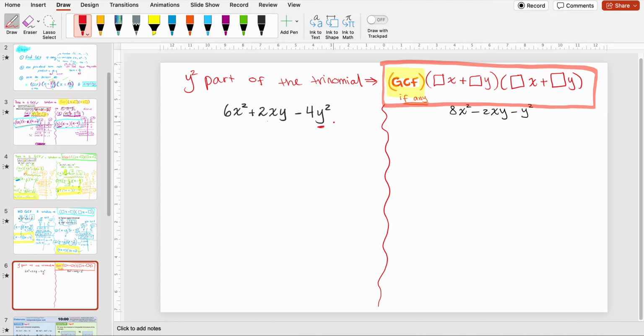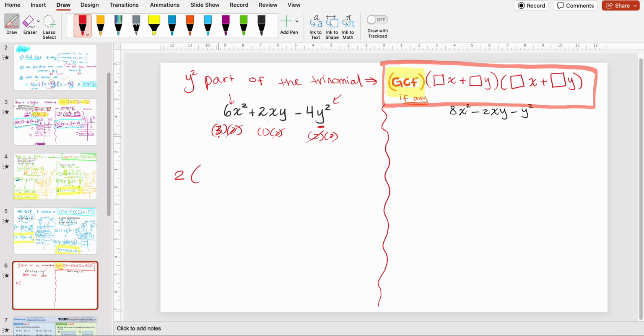Again, look at the terms. Do I have a GCF? Yes, I do. I have the 2 as GCF. So 6 is basically 3 times 2. 2 is 1 times 2. 4, it's 2 times 2. So I can take the 2 out. I cannot take an x because here I don't have an x. And I cannot take a y because here I don't have a y. So I can only take number 2. That's it.